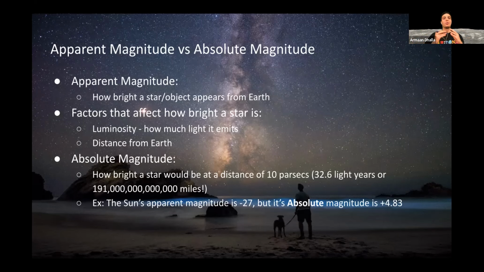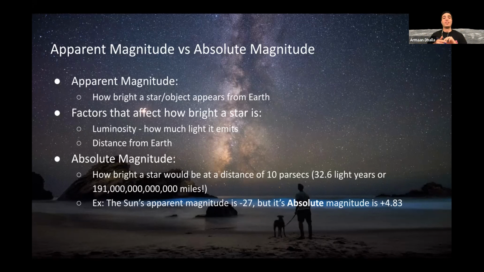So how do we actually compare the stars? Because if 2 stars appear similar to us, one of them could just be incredibly far away but have a massive luminosity, in which case it would appear the same as a star closer to us with a smaller luminosity. So we are able to compare stars by using absolute magnitude, which is how bright a star would be at a distance of 10 parsecs.